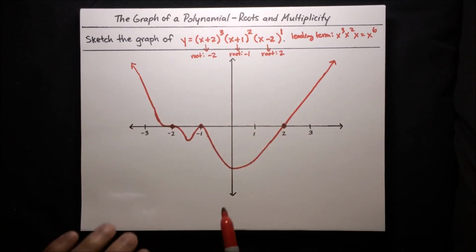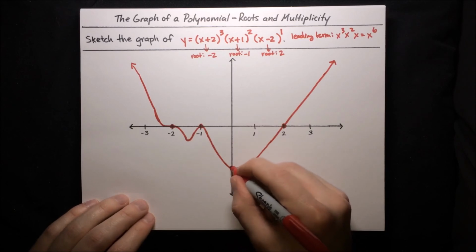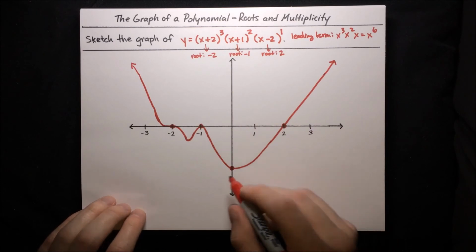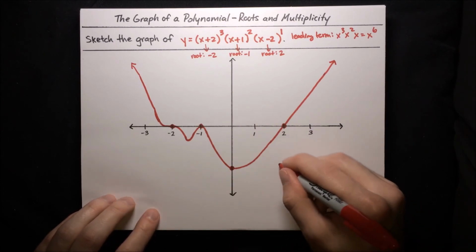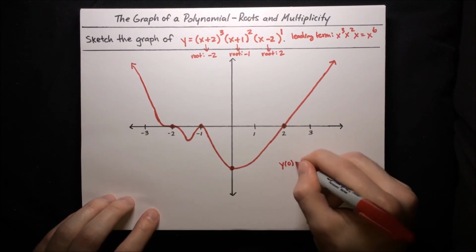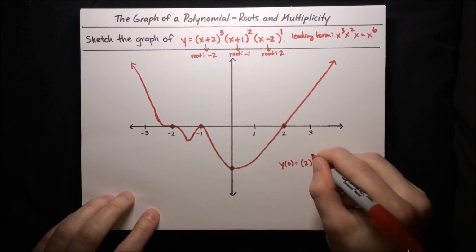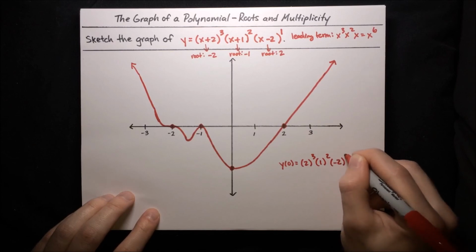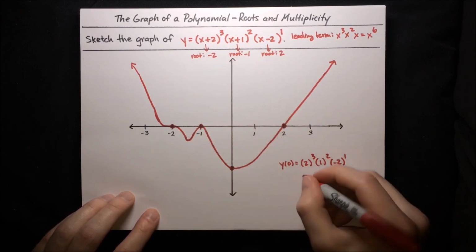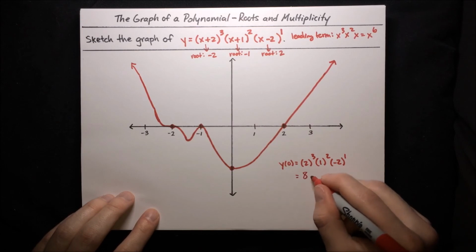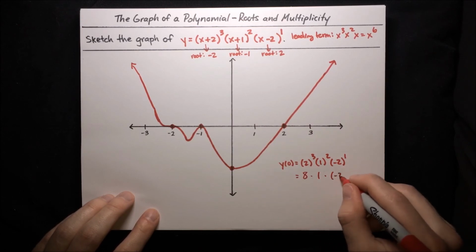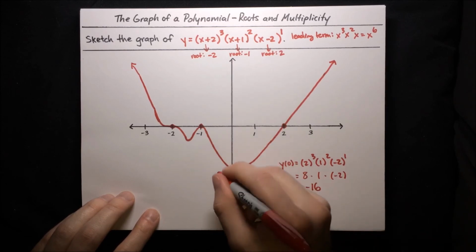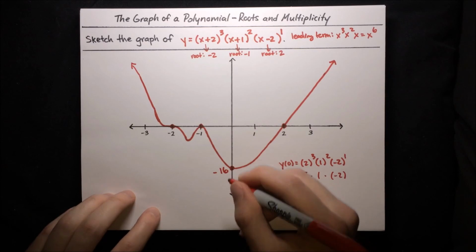Now, just to be complete, why don't we go ahead and label that y-intercept as well, just to get a scale of what this y-axis should be like. So we'll plug in 0 into the function. y of 0 is equal to just 2 to the third times 1 squared times negative 2 to the first. Just plug in 0 for all those x's. So that's 8 times 1 times negative 2. So just negative 16. So that's our y-intercept here. The y-coordinate is negative 16.